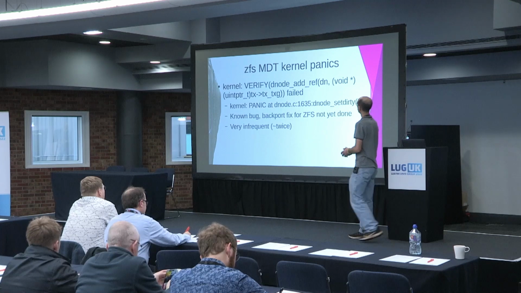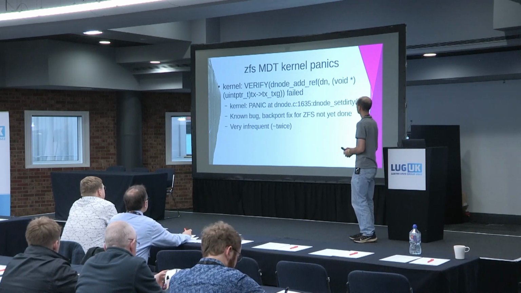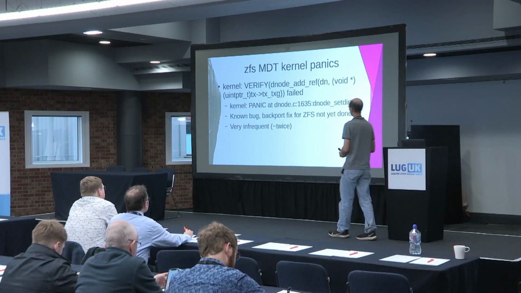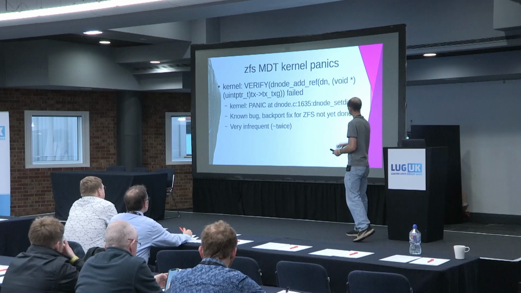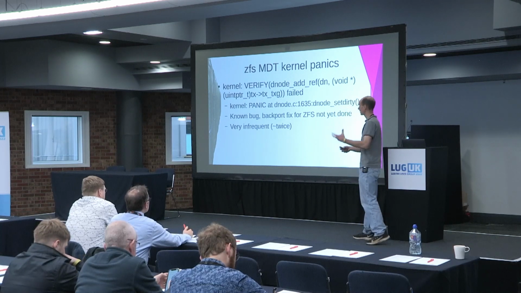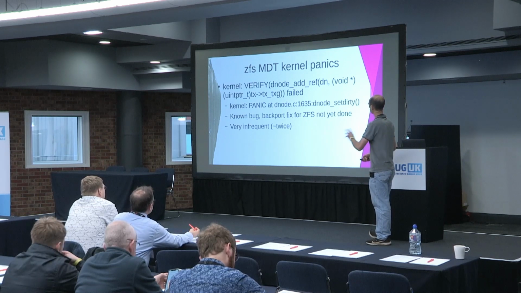One of the problems we have is that very occasionally on the ZFS metadata targets we have kernel panics. I think it's only happened twice, three times, something like that. It is a known bug that we haven't had a backport for yet. Again, this is some interface between ZFS and Lustre. Not quite sure what it was, but when it happens, it's not very nice. You have to reboot the whole file system.